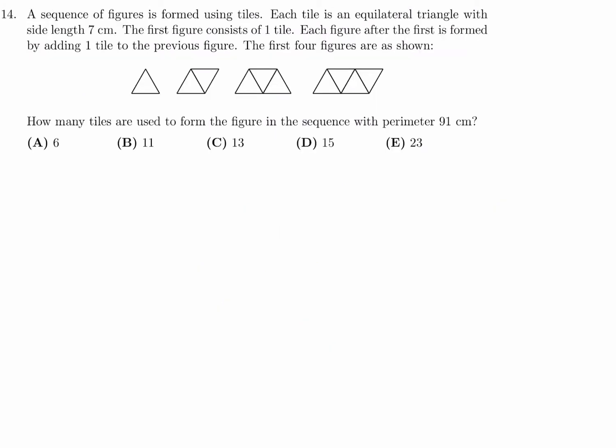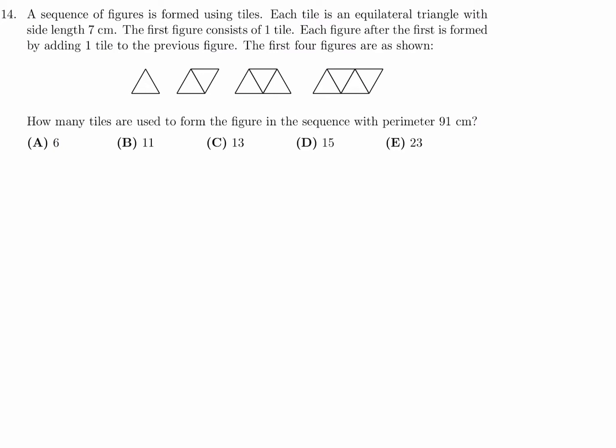A sequence of figures is formed using tiles. Each tile is an equilateral triangle with side length 7. The first figure consists of one tile. Each figure after the first is formed by adding one tile to the previous figure. The first 4 figures are shown. How many tiles are used to form the figure in the sequence with perimeter 91?